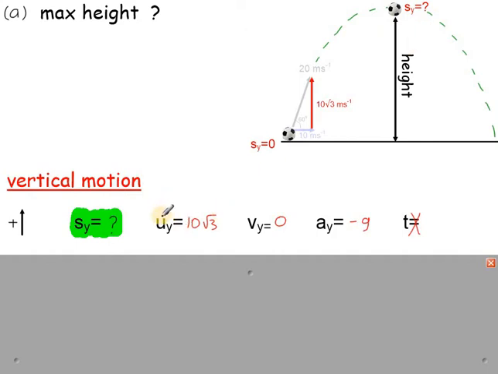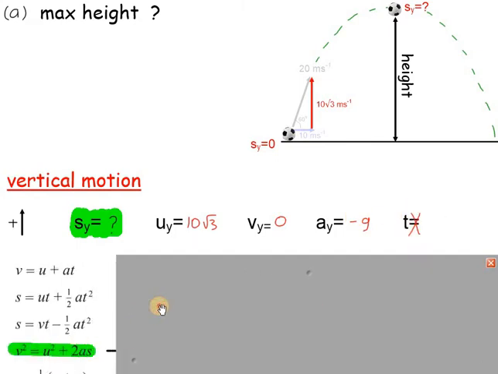So initial vertical velocity is 10 root 3 meters per second. The velocity there vertically is 0 at its maximum height, and the acceleration is minus g, because this is the upwards direction and gravity acts downwards against this. We're not interested in time, I've crossed that one out.